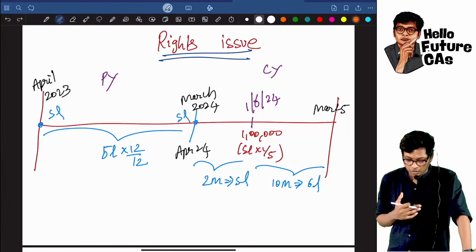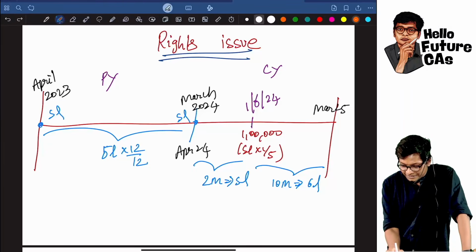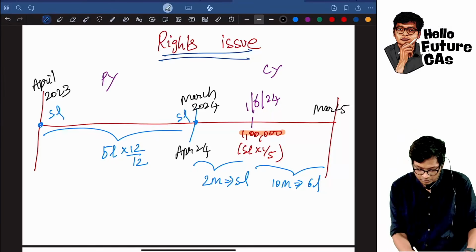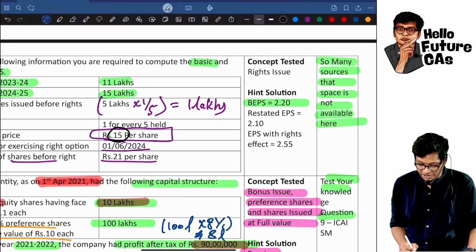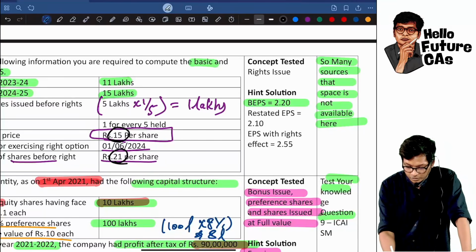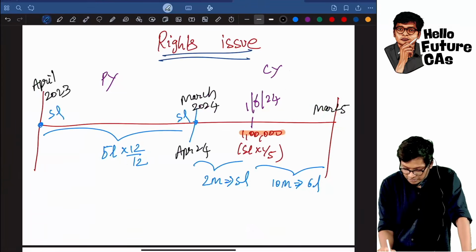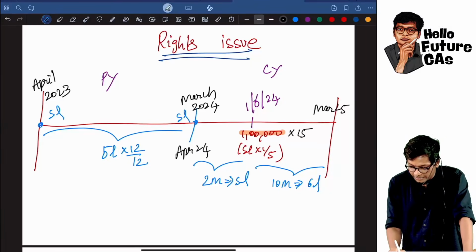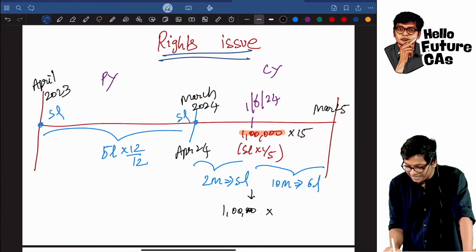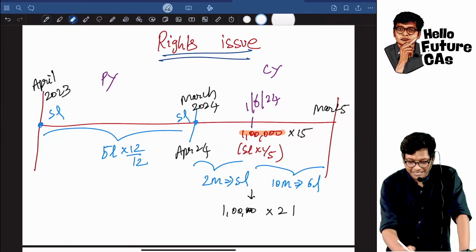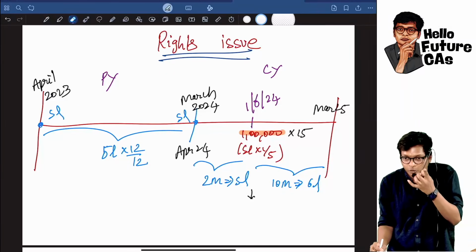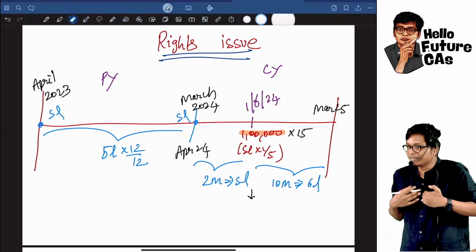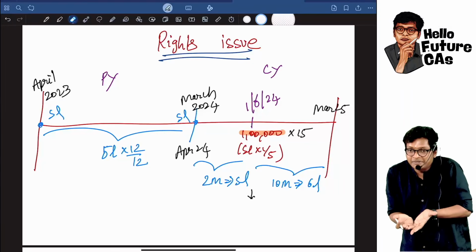Okay. Look at this. You basically issued 1 lakh shares at what price in the question? 15 rupees per share, and the market price is 21. So what I'm trying to say is, these 1 lakh shares are issued at 15 rupees per share. But if I issued the same shares in the market, I would have issued 1 lakh shares at 21. Why did I give at a discount? Why did 21 rupees become 15 rupees? Because I'm giving shares to my existing shareholders, to my family.